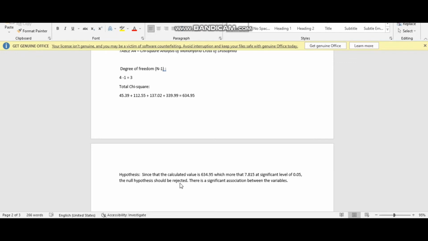So this is the hypothesis. Since the calculated value is 634.95, which is more than 7.815 at the significance level of 0.05, the null hypothesis should be rejected. Therefore, there is a significant association between the variables.